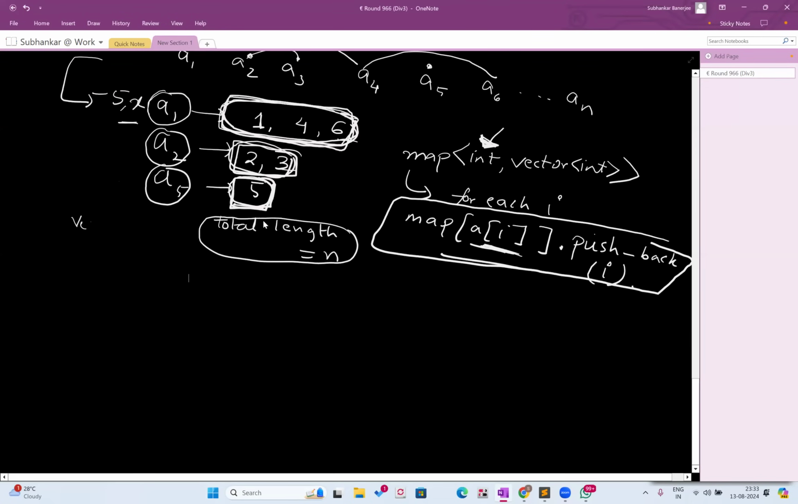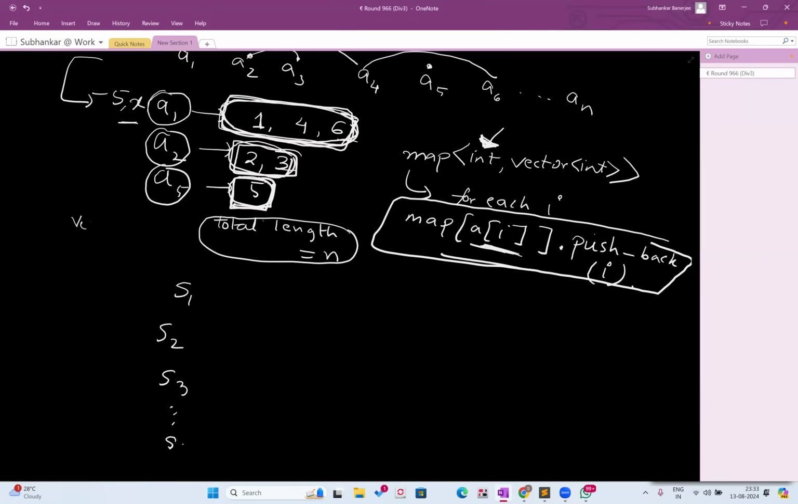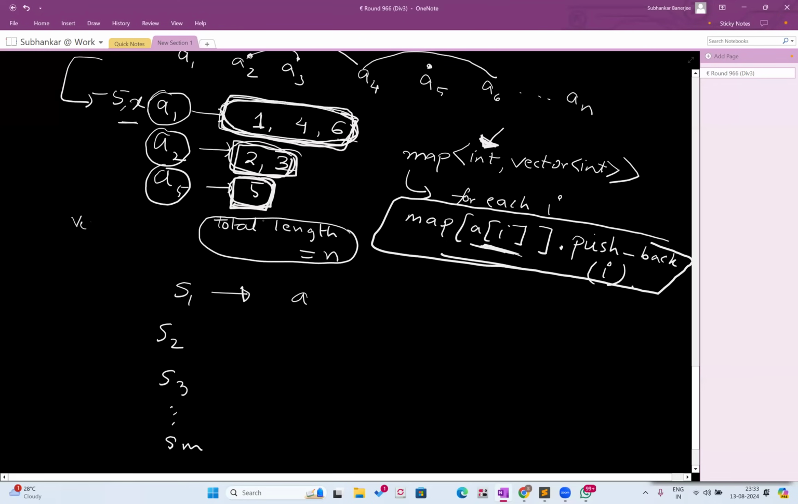Next, the strings come up: S1, S2, S3, like this. M strings come up. For the first string, suppose this was A, B, F, B, A. I'll construct the same thing for the strings as well. This will now be a map of character to vector of int.